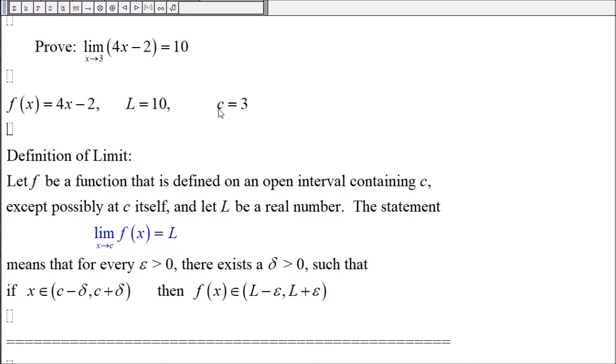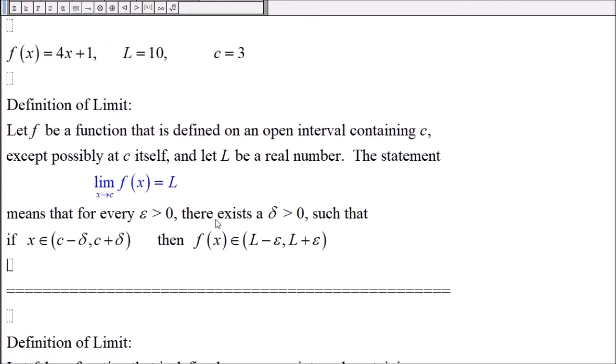To use the epsilon delta definition of limit to show that this statement is true, we must show that for every given epsilon, which is just a small number like 0.01, we must be able to come up with a delta such that if x is inside of the interval c minus delta and c plus delta, then the corresponding y value is in the interval of L minus epsilon and L plus epsilon.